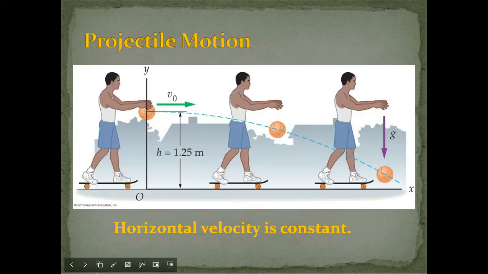Here's another example. You have an individual on a skateboard. They're moving steady, steady, steady, and they drop what looks like a basketball. The basketball will stay underneath the person's hands as the person moves forward, as long as they're moving forward at a steady, constant speed in the same direction. The ball accelerates downward. And notice if you follow the path of the ball, it looks like a parabola here. So, uniform acceleration in the vertical and constant velocity in the horizontal.